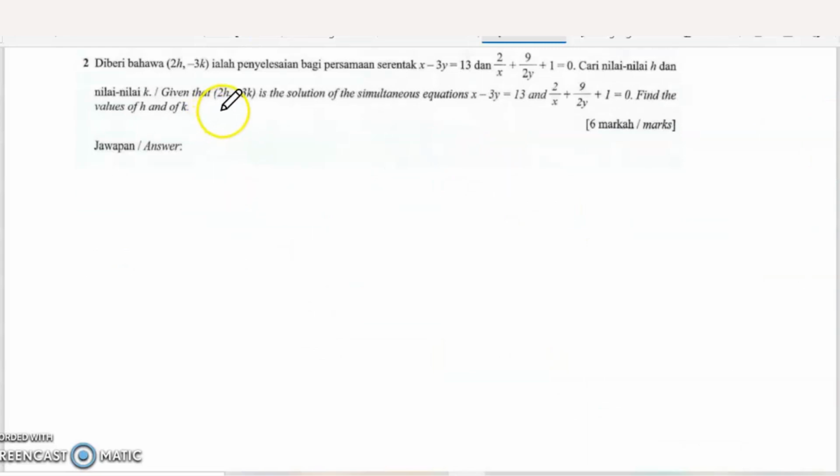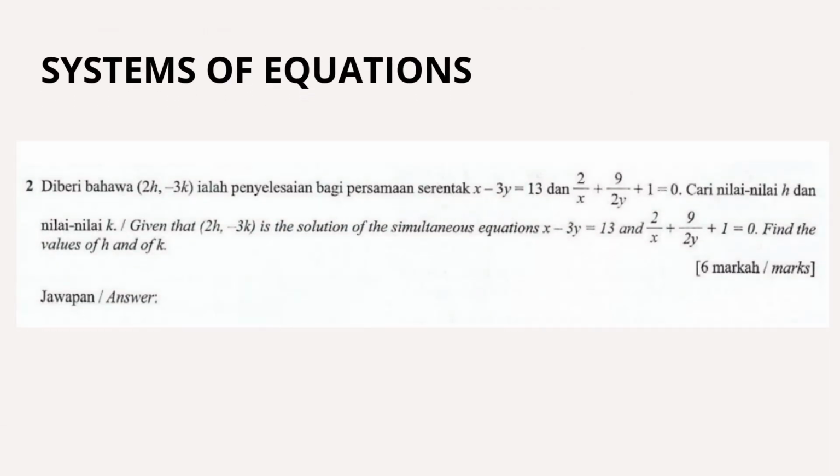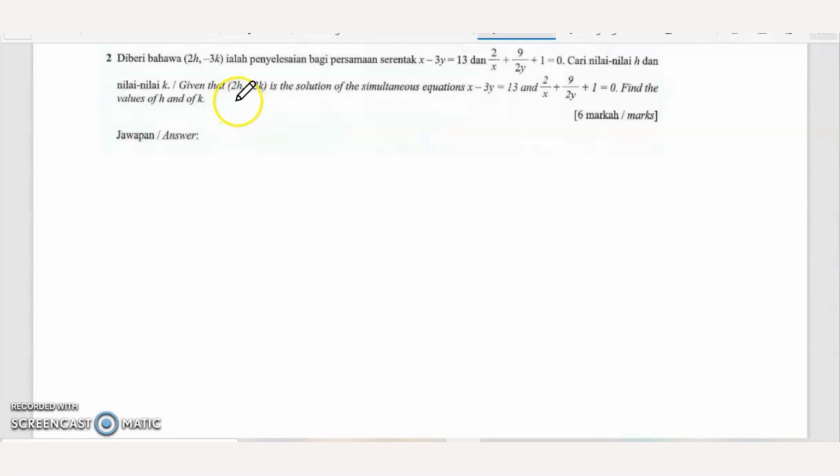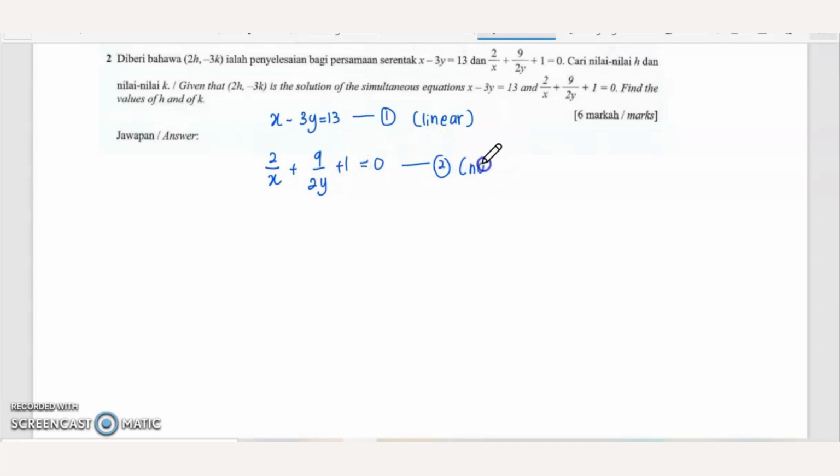Given that (2h, negative 3k), which is the point, is the solution of the simultaneous equations x minus 3y equal to 13 and 2 over x plus 9 over 2y plus 1 equal to 0. Find the values of h and of k. So we have two equations here: x minus 3y equal to 13, that is the first equation, which is the linear equation. And then we have 2 over x plus 9 over 2y plus 1 equal to 0, the second equation, which is nonlinear.